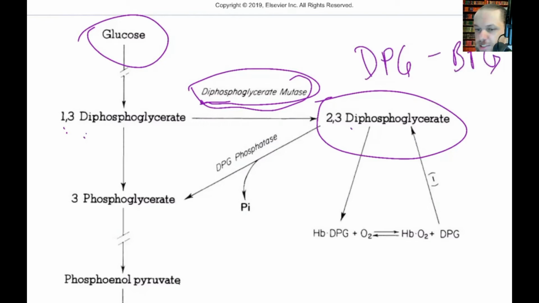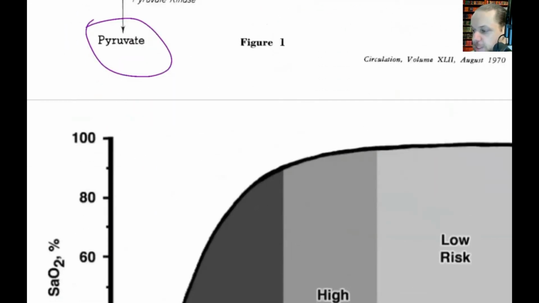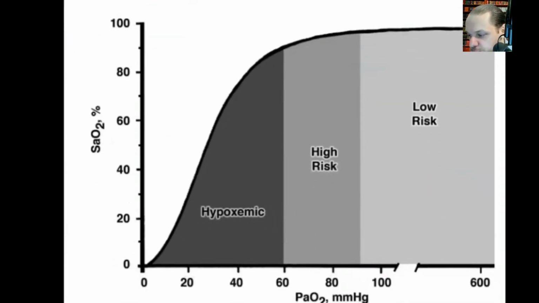The whole point of the slide is, what is this thing? It's in your blood. It's there all the time. The more of this you have, the more it shifts the curve to the right. So it's good. It's going to get rid of the oxygen. Fetal hemoglobin doesn't have this molecule. That's why fetal hemoglobin binds oxygen more tightly. This is the only thing here, but this is what I want to get across to you.